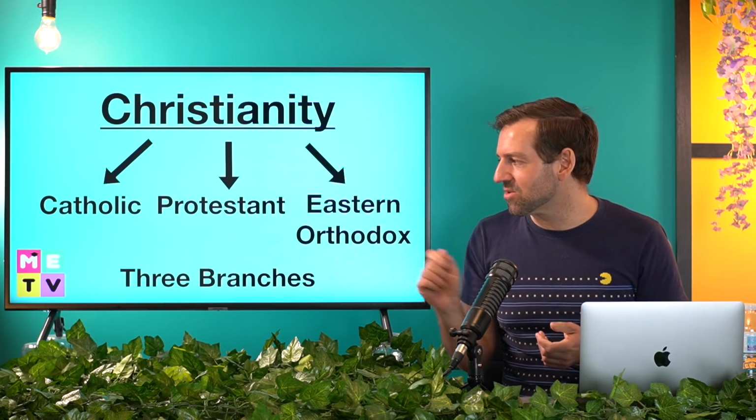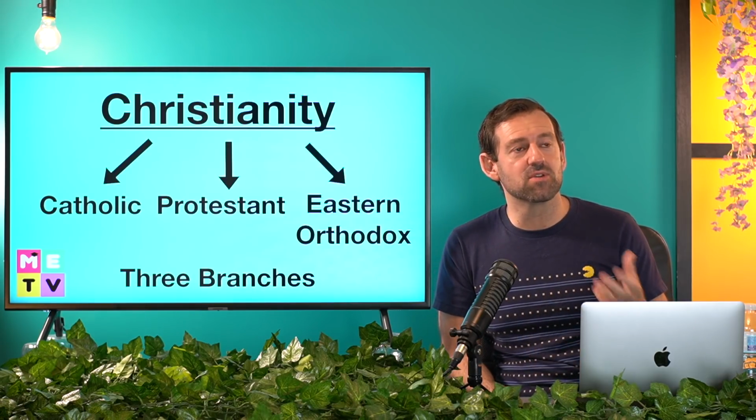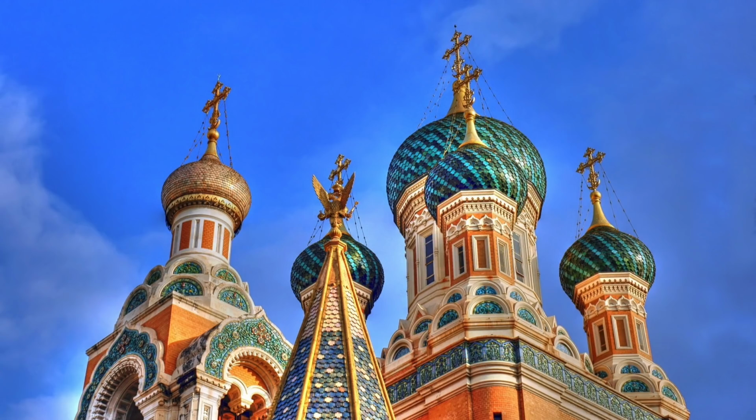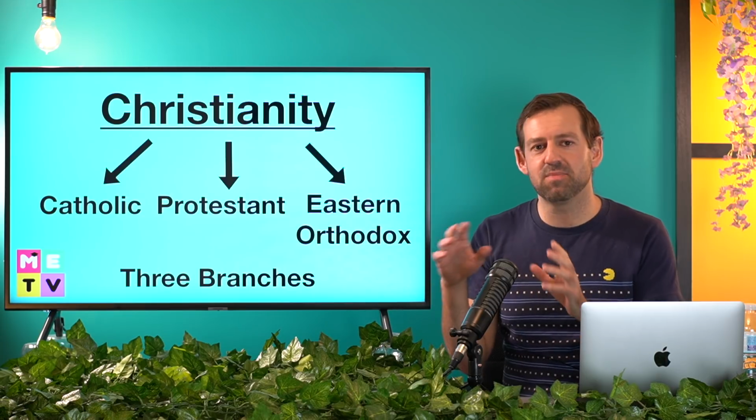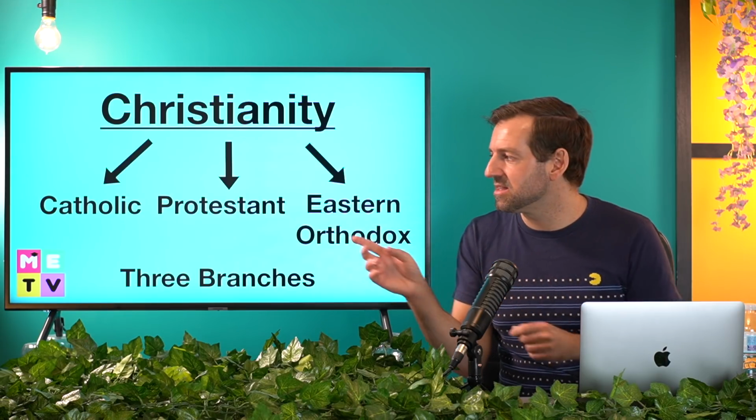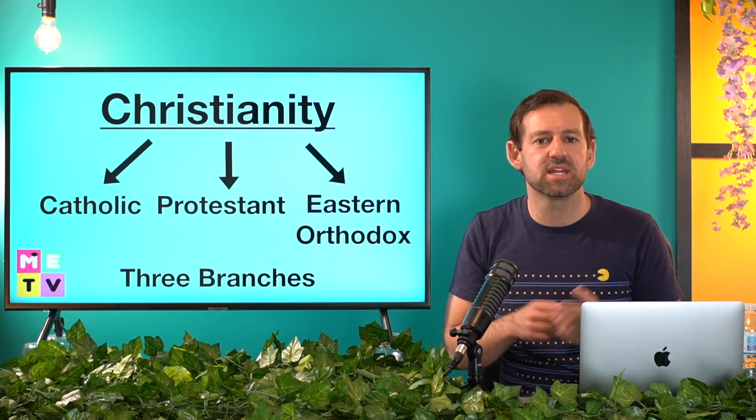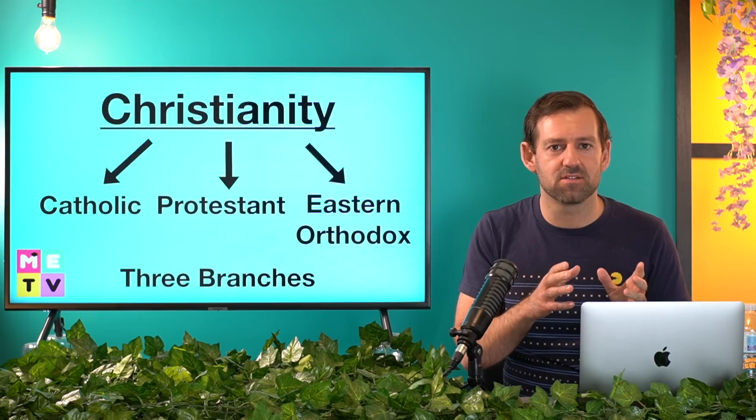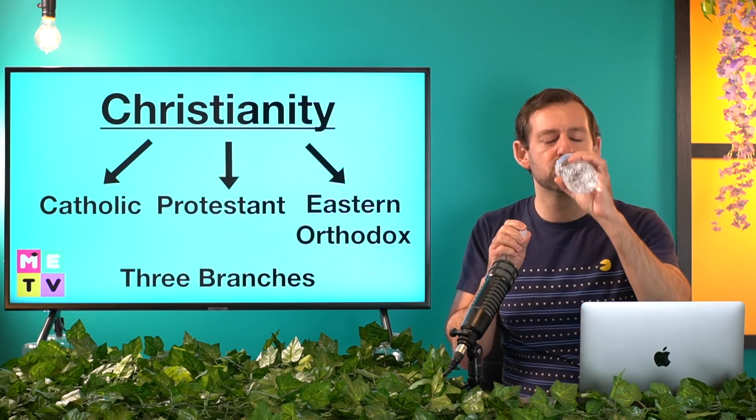Okay, Eastern Orthodox. If you go to Greece, you're going to see a lot of Greek Orthodox churches. Or if you go to Russia, you're going to see a lot of Russian Orthodox churches. Okay, so Eastern Orthodox is mainly in Eastern Europe, and then Catholic, that's more like in Central Europe. If you go to Italy or Poland or places like that, you're going to find a lot of Catholics and Protestant.